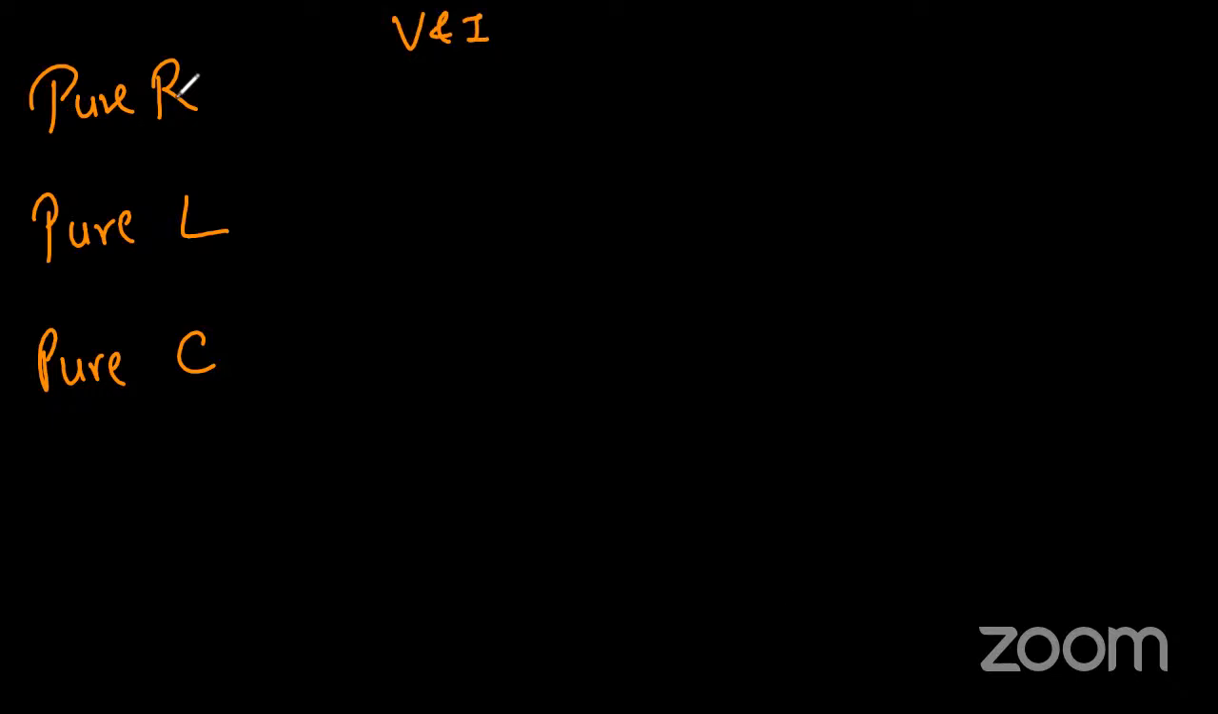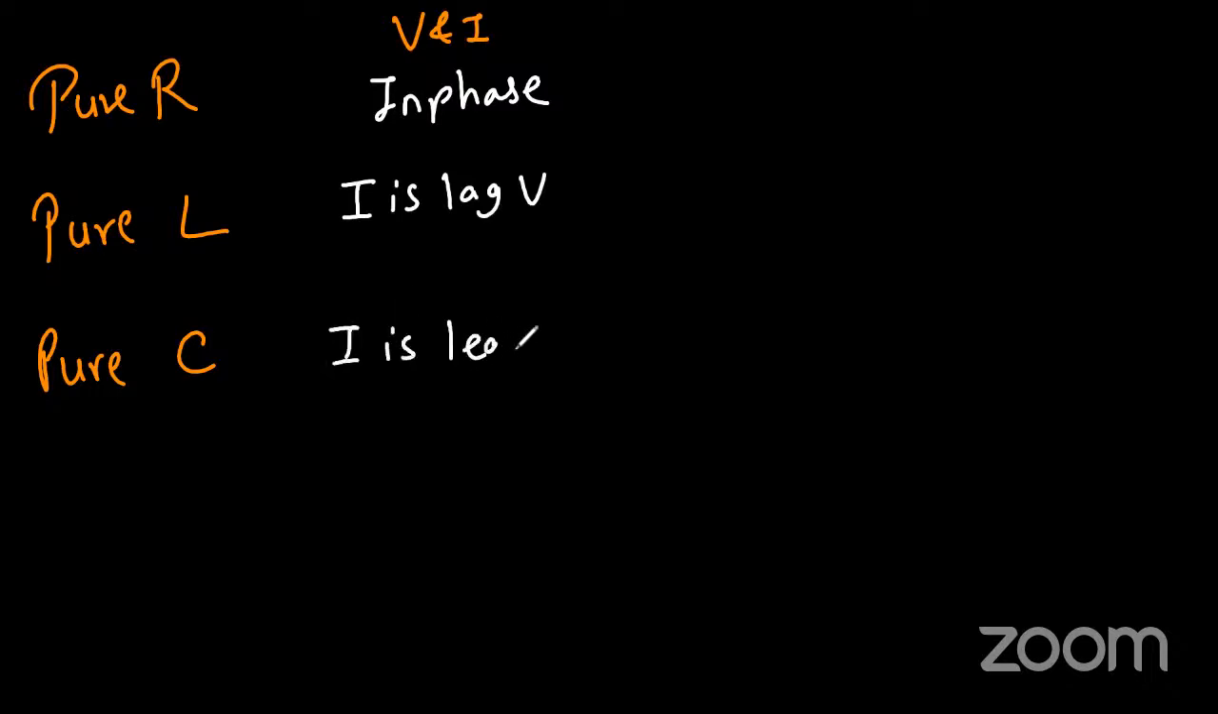यहाँ in the pure R, both are in phase. Okay. 0 से start होगा and voltage and current दोनों 0 पे start होगा. Both are maximum at the same point. Again 0 at the same point. Again negative maximum at the same point. Both are in phase. यहाँ पे क्या है? यहाँ पे current lags voltage. यहाँ पे current leads voltage. Okay, by 90 degree.